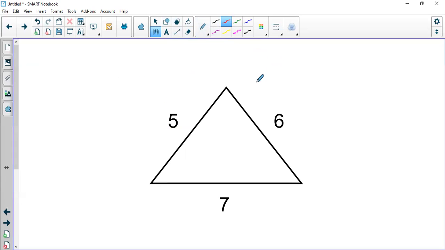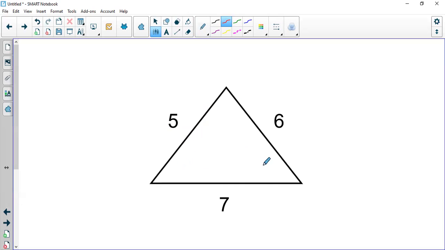All right, next we have the triangle inequality theorem. What this says is two sides of the triangle must add to greater than the third side. So 5 plus 6 is 11, which is greater than 7. 5 plus 7 is 12, which is greater than 6. And then 7 plus 6 is 13, which is greater than 5. So this could possibly be the side lengths for a triangle.